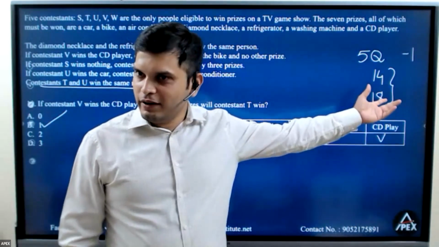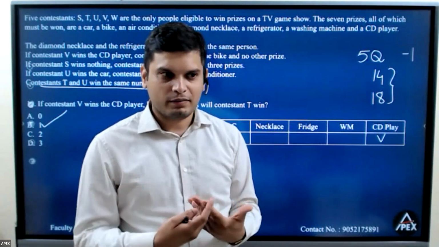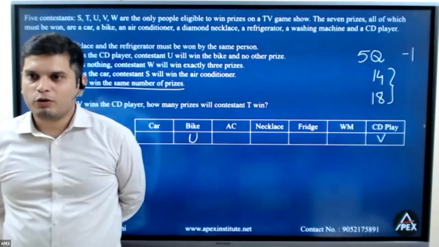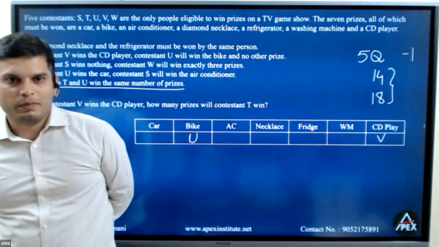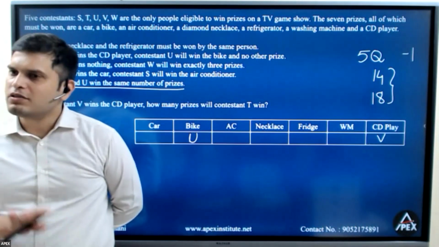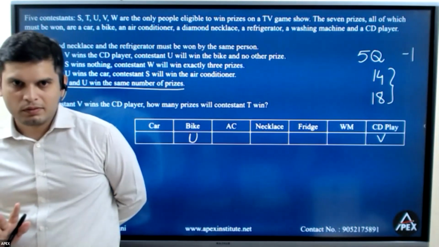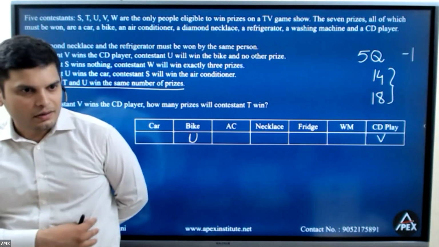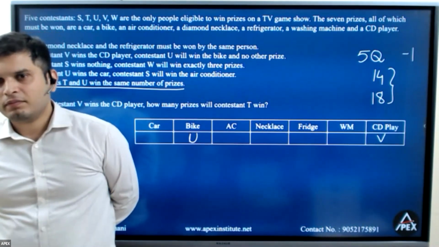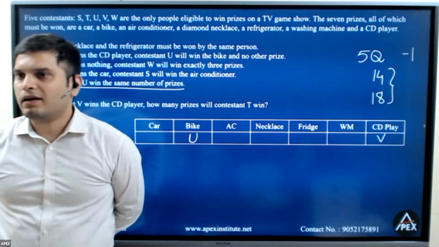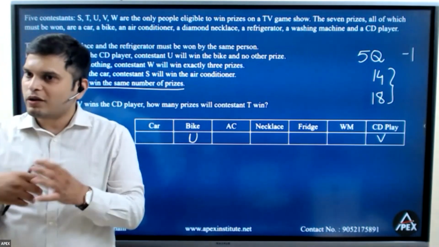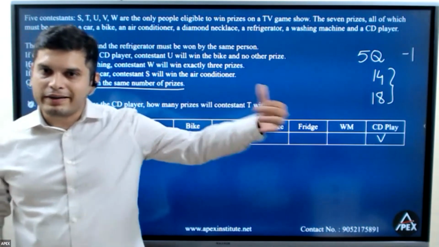Okay, but 18 marks should be the minimum score in this paper. At least I can expect 18 marks, 6 questions from new people. So please, don't attempt a question as soon as you see it. Just look at the next question also.